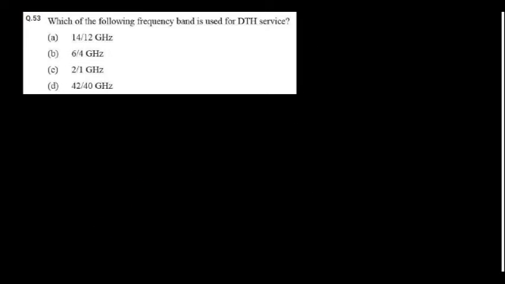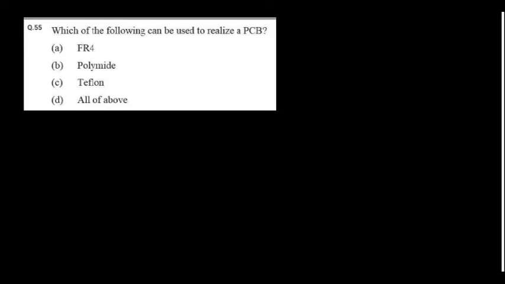Which of the following frequency band is used in DTH service? It is 4 to 12 gigahertz, the range used. Which of the following can be used to realize a PCB? PCB, generally we make with FR4 material. There are some PCBs which are made with polyimide material also. Teflon is also used. So the answer is all of the above.